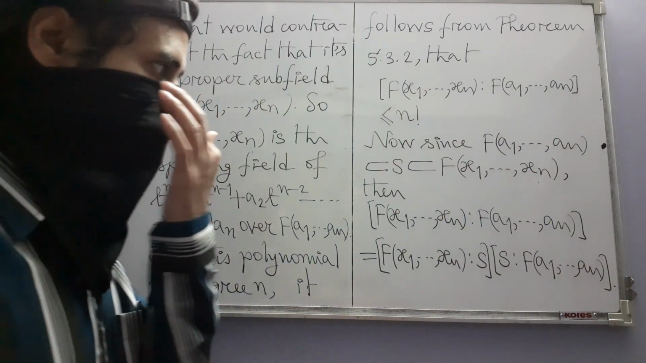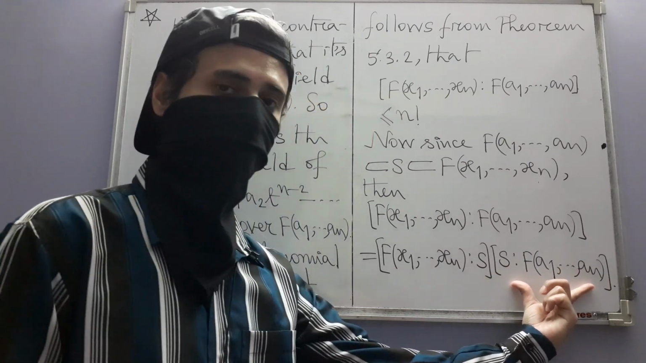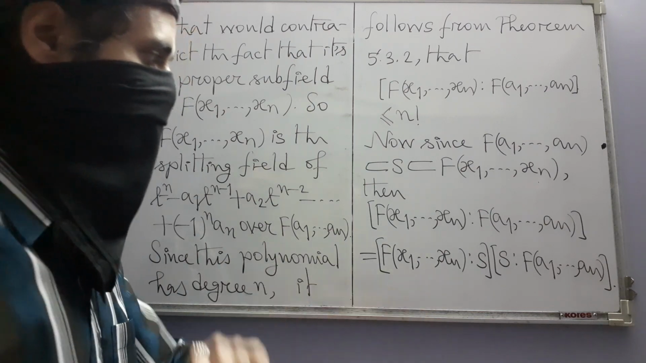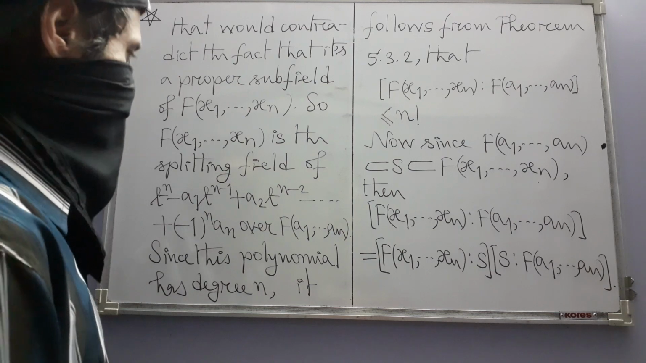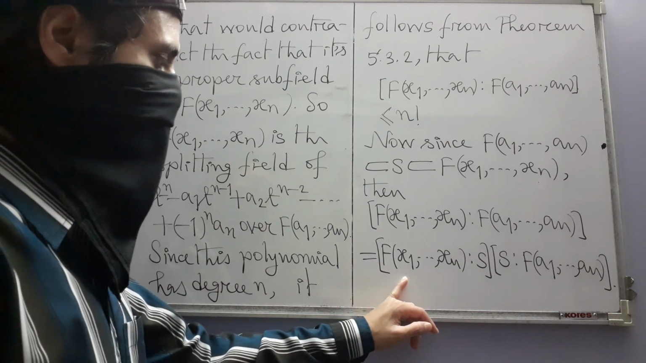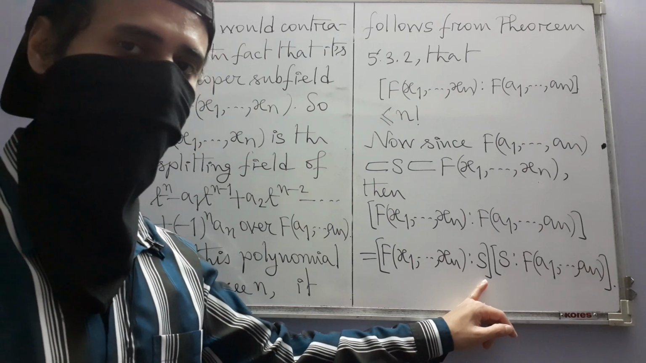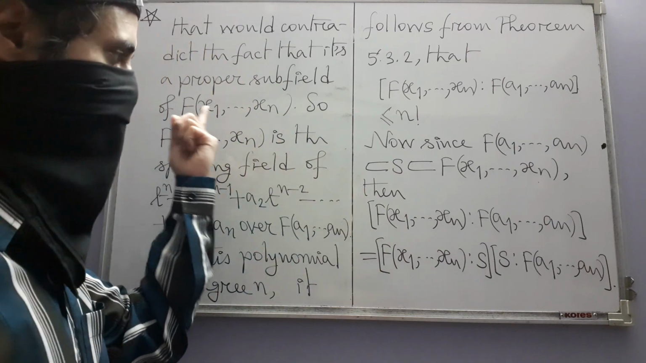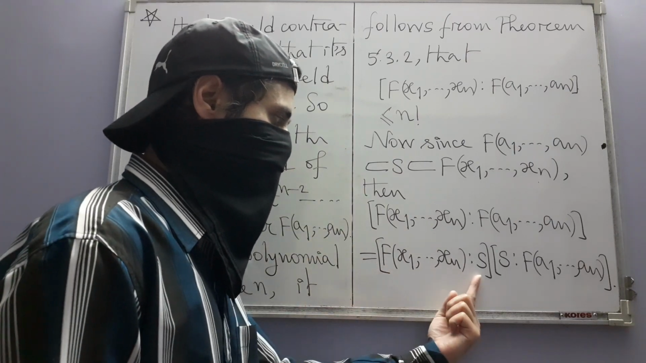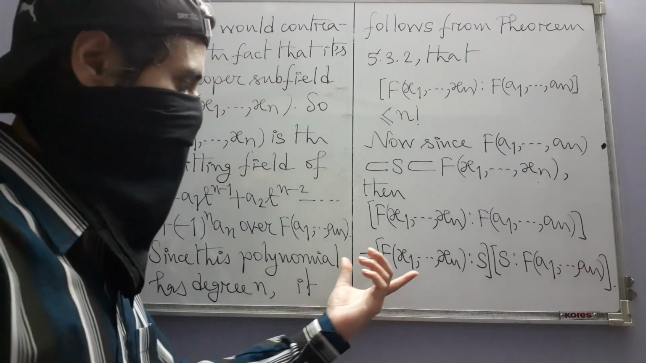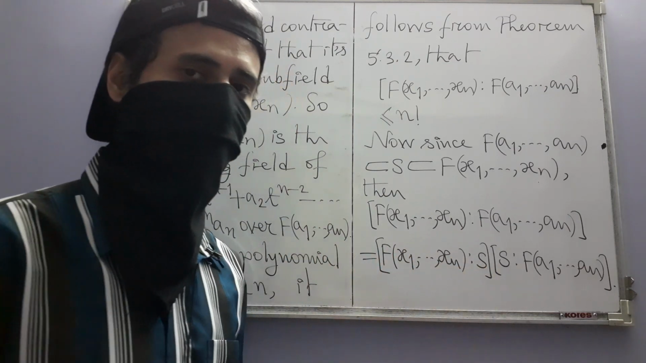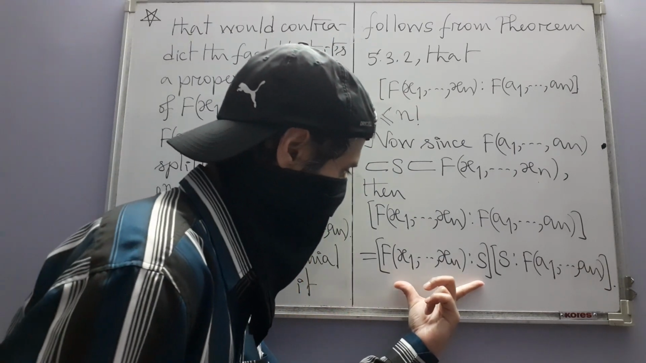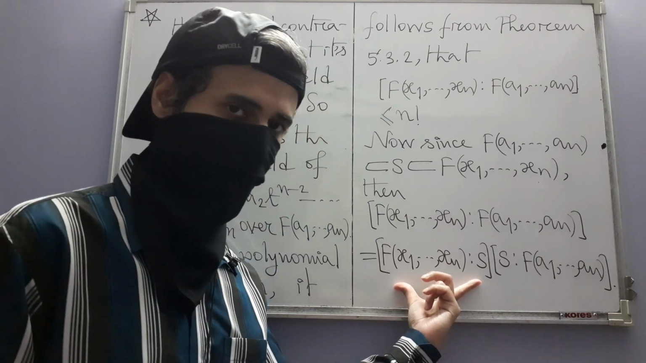Okay. Now, because this is after all a positive integer, all of these are positive integers, and we now know something about these things, right? One of the things is that the degree of this is greater than or equal to n factorial. Why? Because we have shown just now that the degree of this is greater than or equal to the order of the group of automorphisms of this relative to S, which is greater than or equal to the order of Sn, which is n factorial. So this integer is at least n factorial.